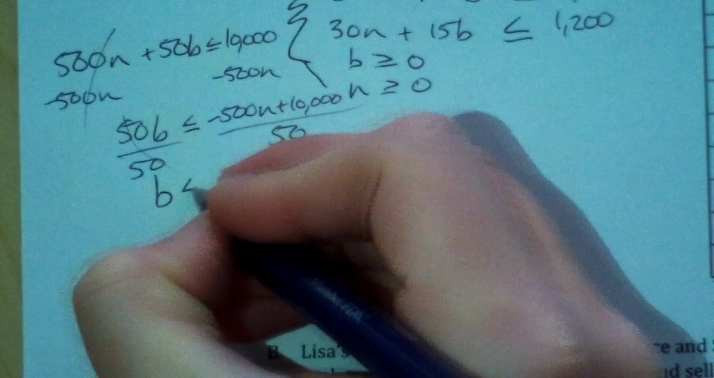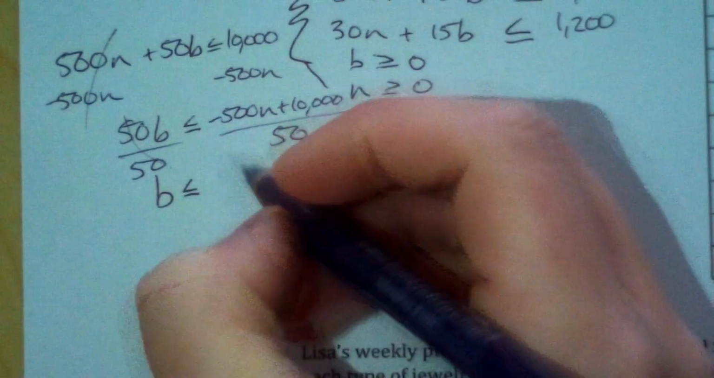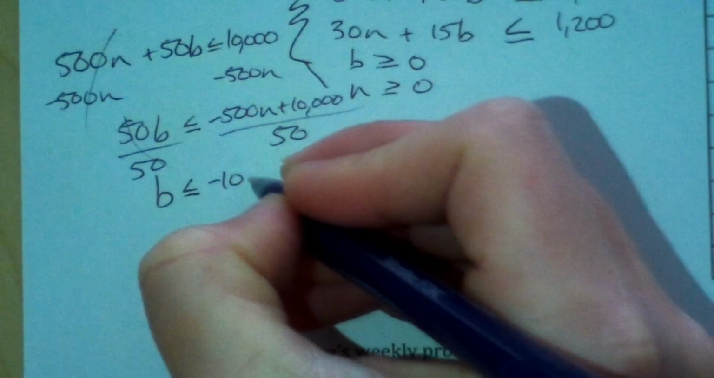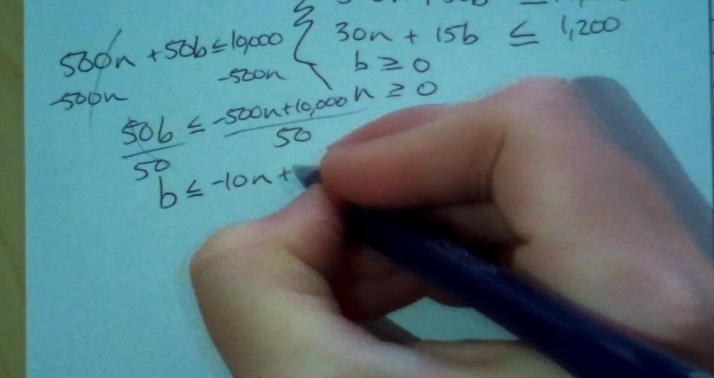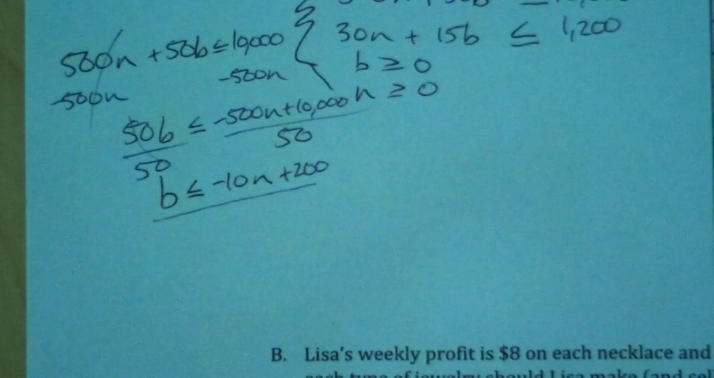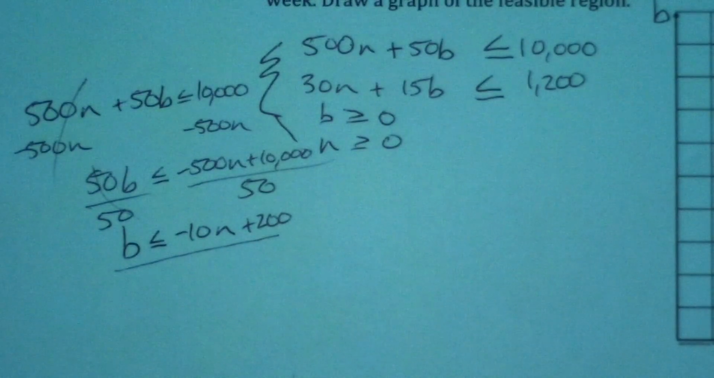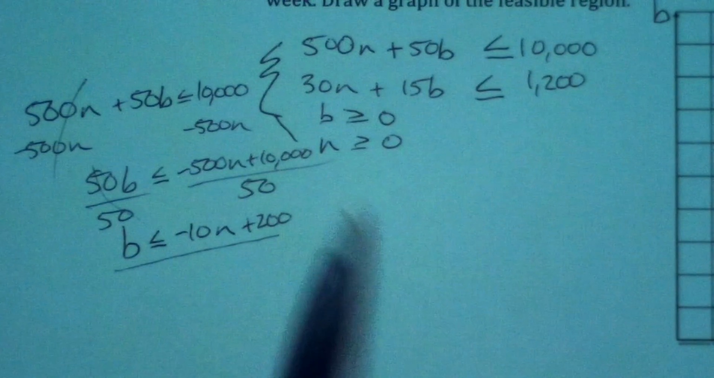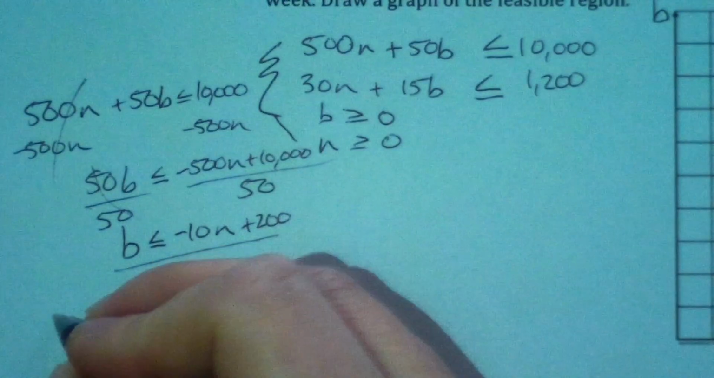So we have 15b is less than or equal to negative 30n plus 1,200. And then to get rid of the 15, divide by 15 on each side. So b is less than or equal to negative 2n plus, it comes out nice to be 80. And that's another one we can use. And then those other two are good to go. We don't have to mess with those at all.